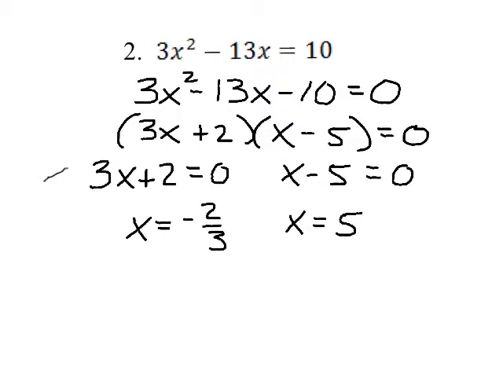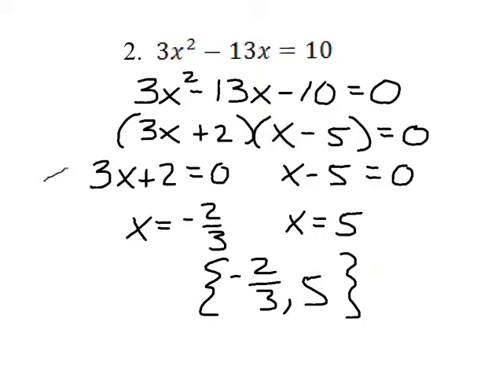And now how could you check that? Well, really easily, you could plug that back into the original. You could take this one and plug it back in for x there, or you could take this one and plug it back in. And if you do plug it back in, either one of those or both of those, then the left side should equal 10. Or if you were to plug these back up into the factored form, then the left side should equal 0. So my final result, -2/3 and 5.